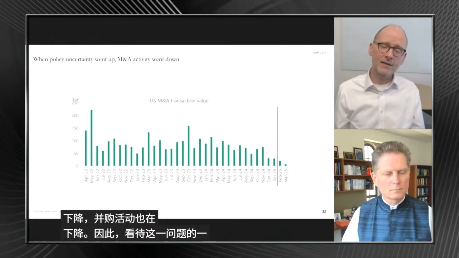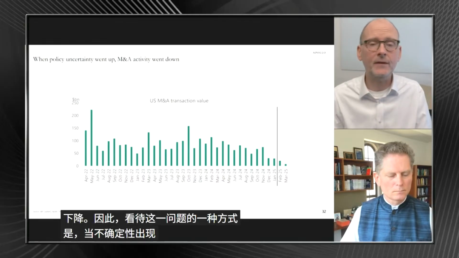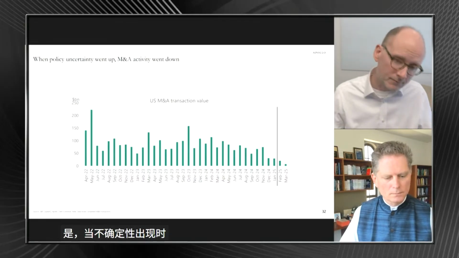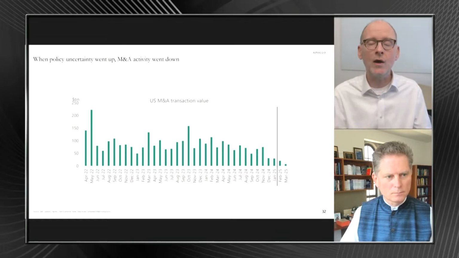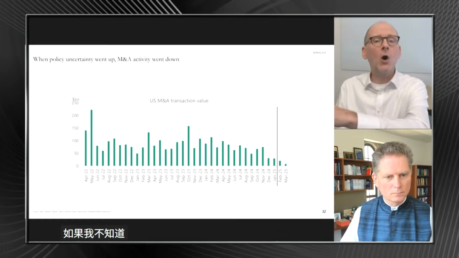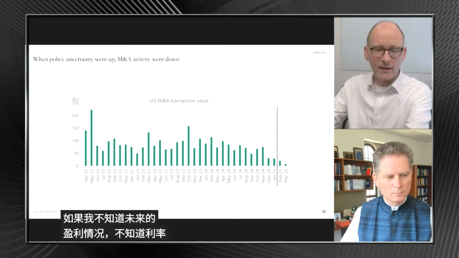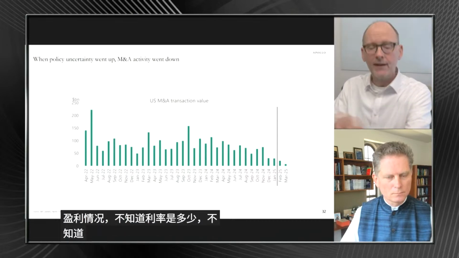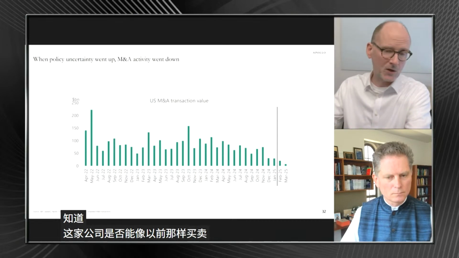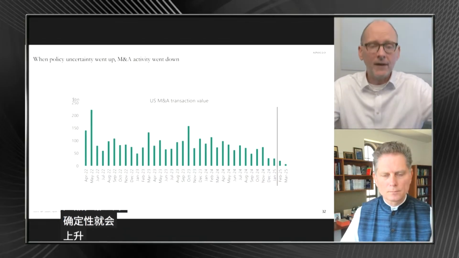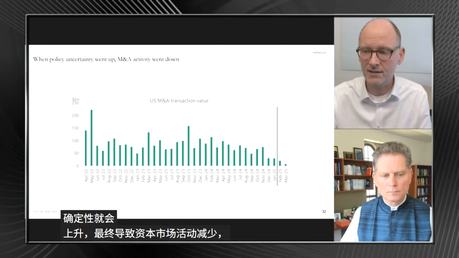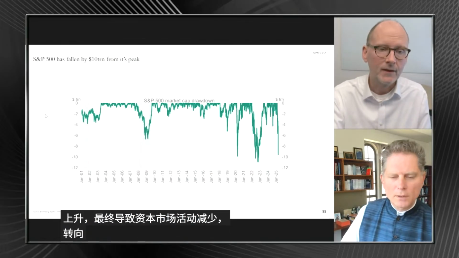So one way of looking at this is that when uncertainty is elevated, it does begin to make it more difficult for anyone with a model trying to value a company today. If I don't know what earnings are going to look like, if I don't know what interest rates are, if I don't know whether this company can sell products or buy products the way that they did, then the level of uncertainty goes up. And as a result, capital markets activity has gone down.